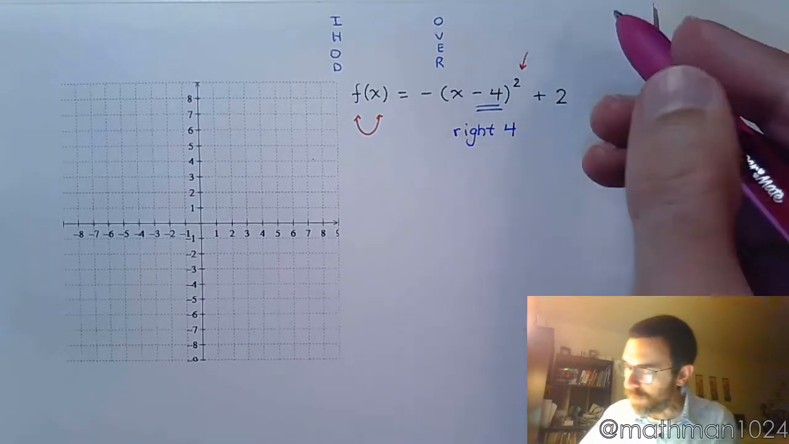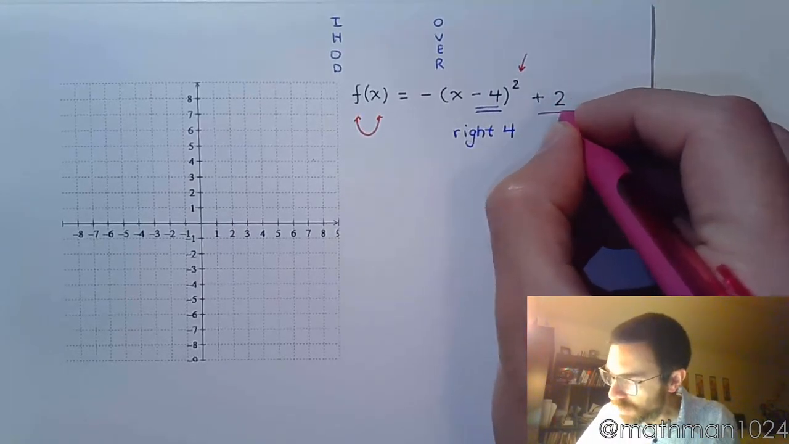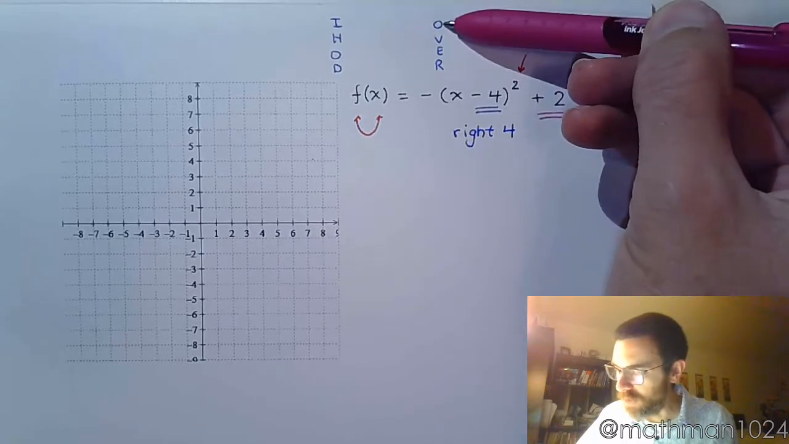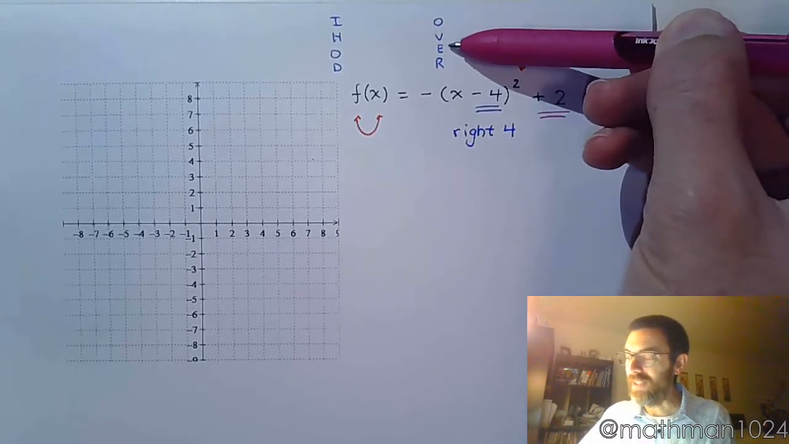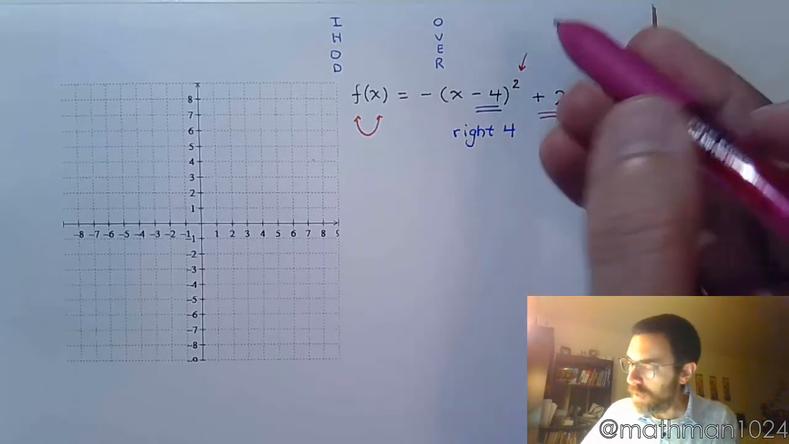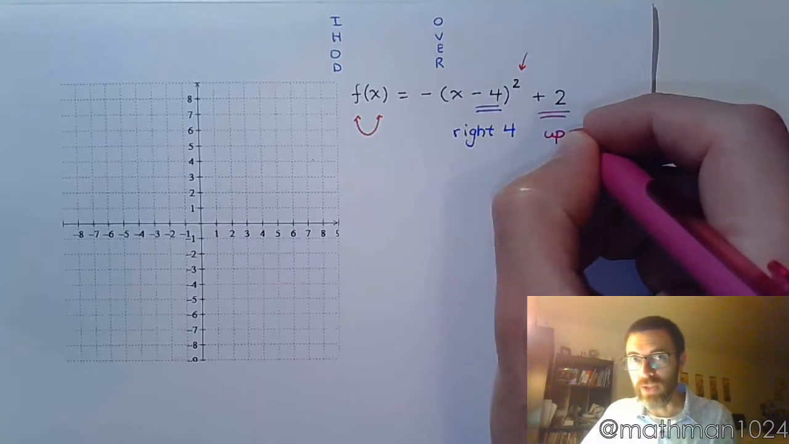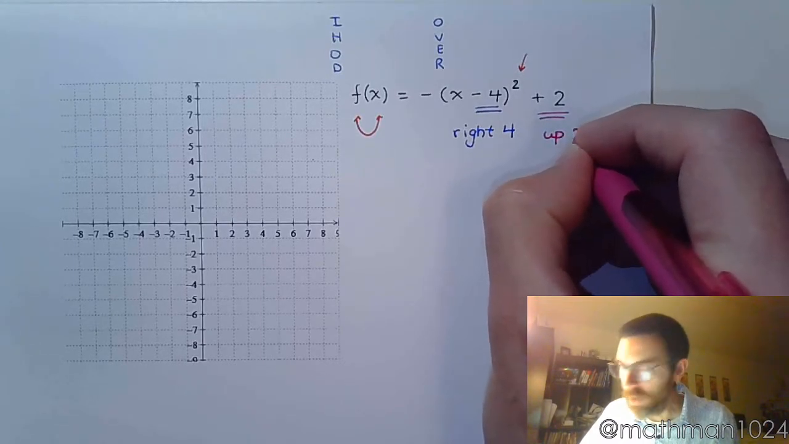And then I have this plus 2 that is on the outside, this plus 2 that is not being affected by the square. So since this is outside the main function, it's a vertical shift. We do exactly what we see, and it has the potential to affect our range. So I see this is on the outside. It's a vertical shift. I'm going to do exactly what I see, so plus 2 means to go up 2 units.